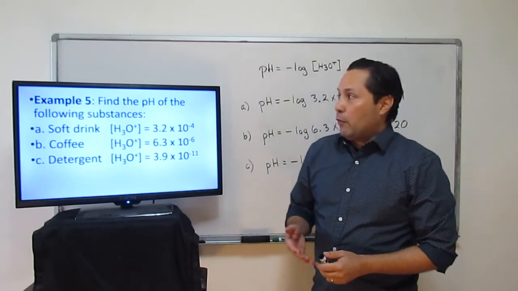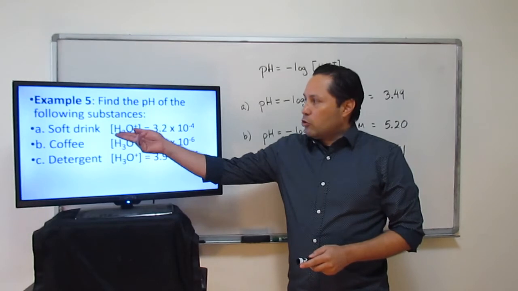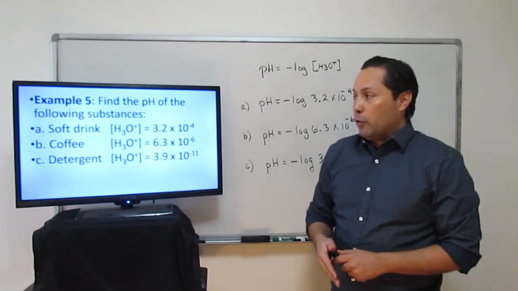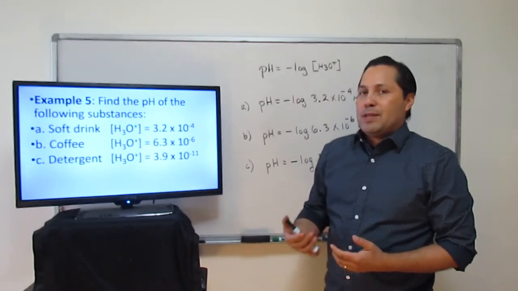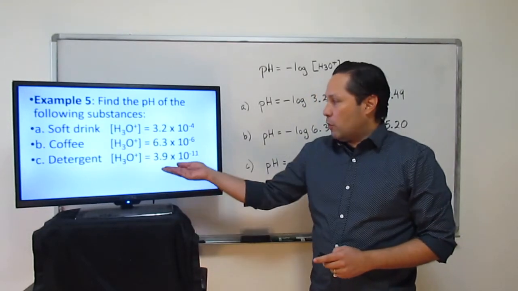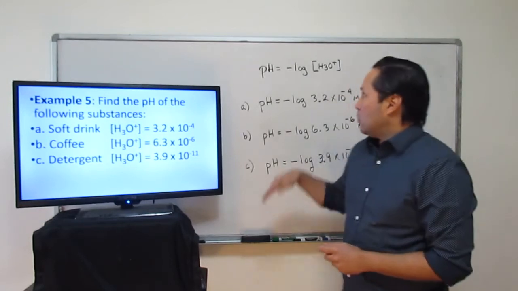In example 5, we're asked the following. Find the pH of the following substances. So they give us a soft drink that has a hydronium ion concentration of 3.2 times 10 to the negative 4, coffee with a hydronium ion concentration of 6.3 times 10 to the negative 6, and finally detergent, which has a hydronium ion concentration of 3.6 times 10 to the negative 11. So to solve for the pH, we're going to use this formula.